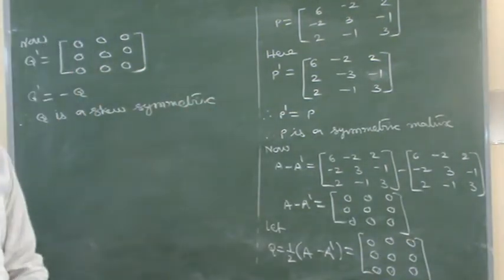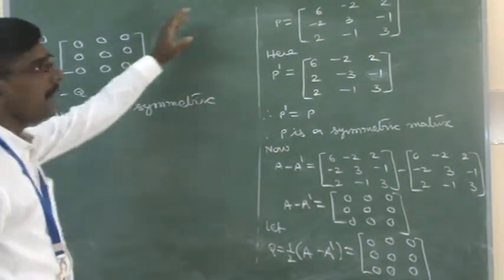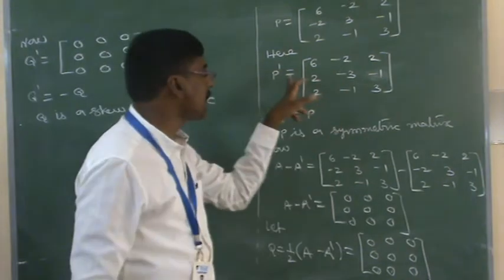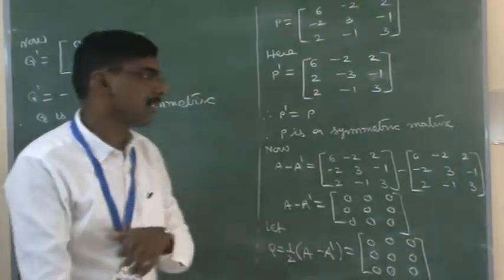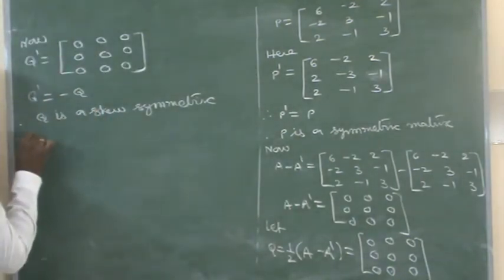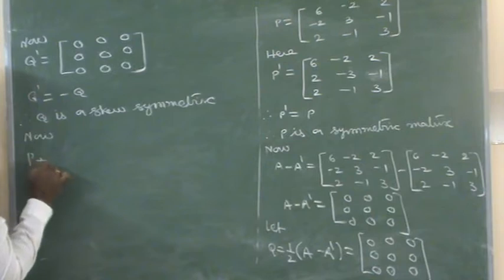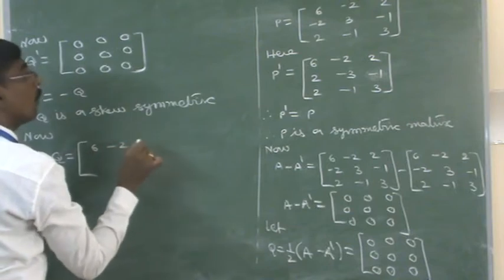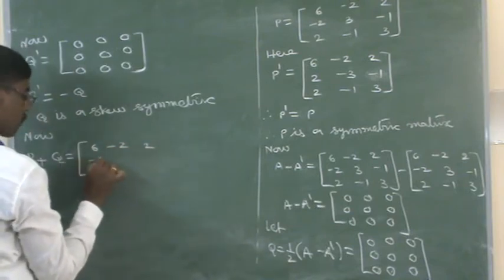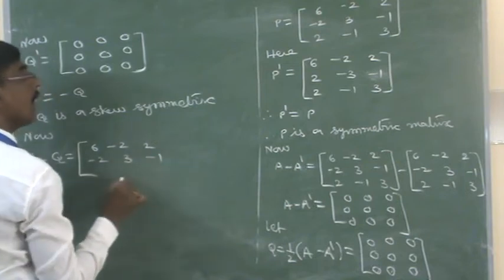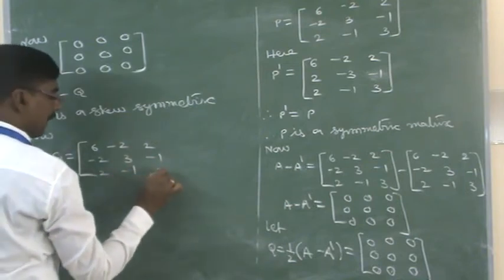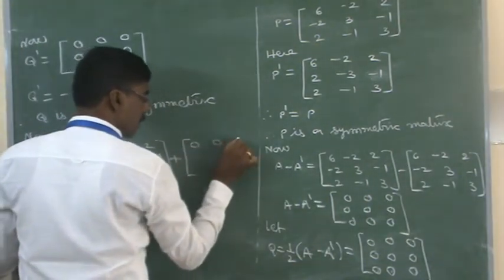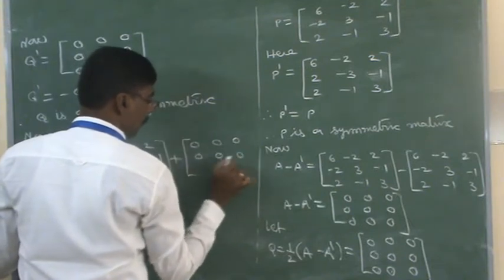Now we are representing. What are they asking? The question is to express the given matrix as a sum of a symmetric matrix and a skew symmetric matrix. Q is a skew symmetric matrix. Now matrix P plus matrix Q. What is matrix P? 6, minus 2, 2; minus 2, 3, minus 1; 2, minus 1, 3, plus Q, a skew symmetric matrix, which is all 0s.